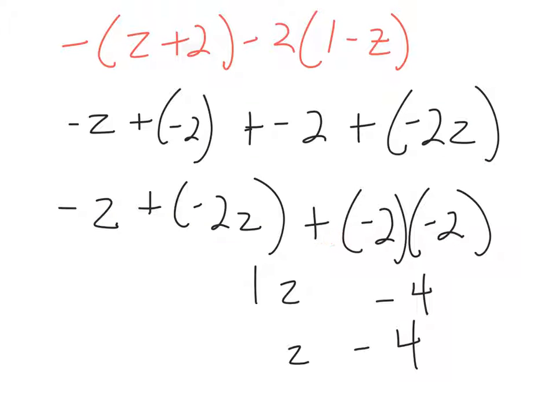Over here we can have plus negative 2 and negative 2. That was negative z here, sorry. So we put the like expressions together. Negative 2 plus negative 1z, we're going to end up with just a z. And then negative 2 times negative 2 is going to end up with 4, and so our final is z minus 4.